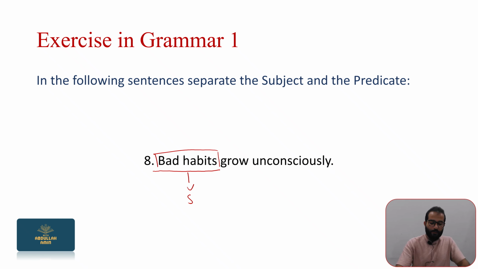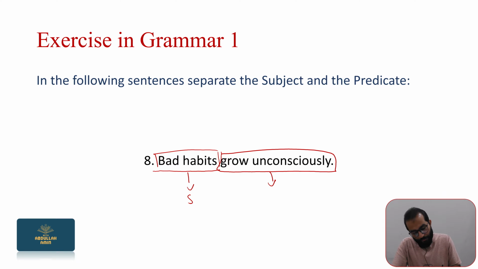Bad habits grow unconsciously. So from grow till the end, like grow unconsciously is the predicate. Now I would like to tell you another thing which is about the pronunciation. Most of the people pronounce it like conscious, or if we add un, they would say unconscious, and sometimes they say unconsciously, for example, if we read the whole.